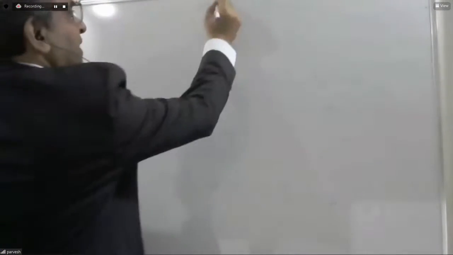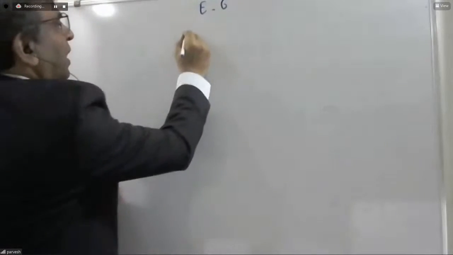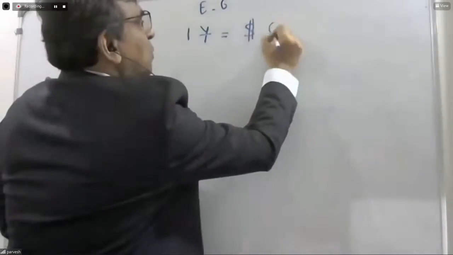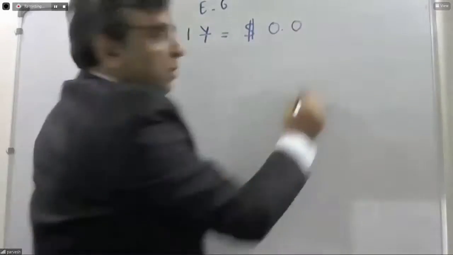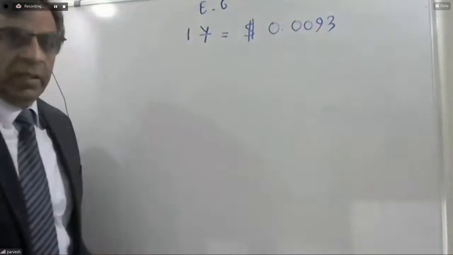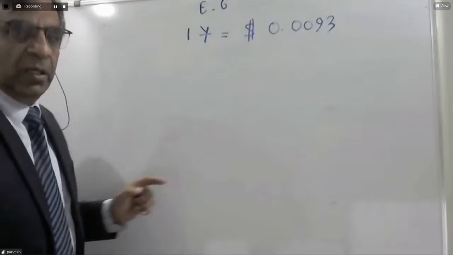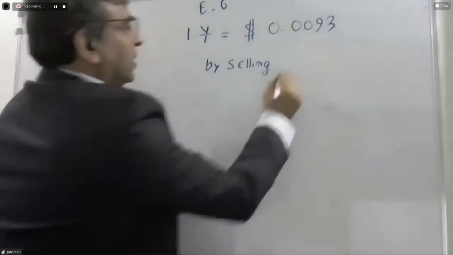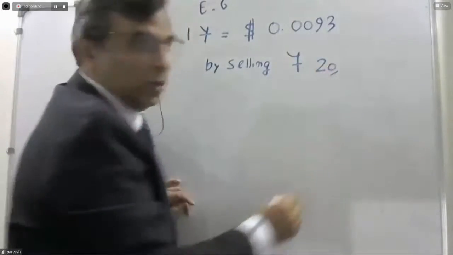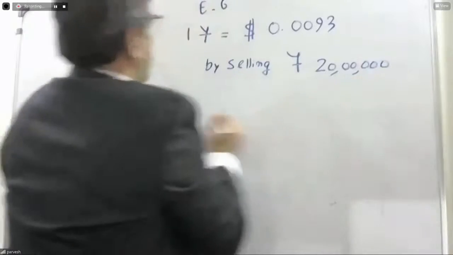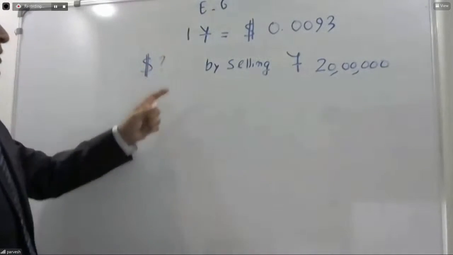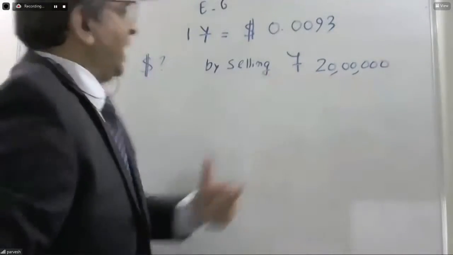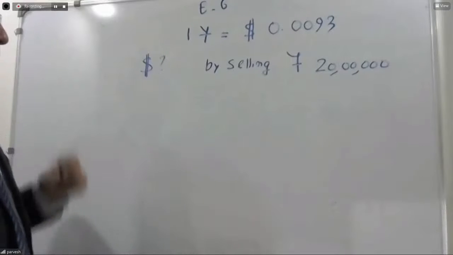Okay. So we move on to exercise number 6 now. The question is, if 1 Japanese yen is equal to $0.0093. Okay, fine. Find how many dollars we get by selling yen 20 lakhs. So how many dollars will we get? So the question is, if 1 yen is equal to $0.0093, suppose I want to sell yen 20 lakhs. So how many dollars will we get?